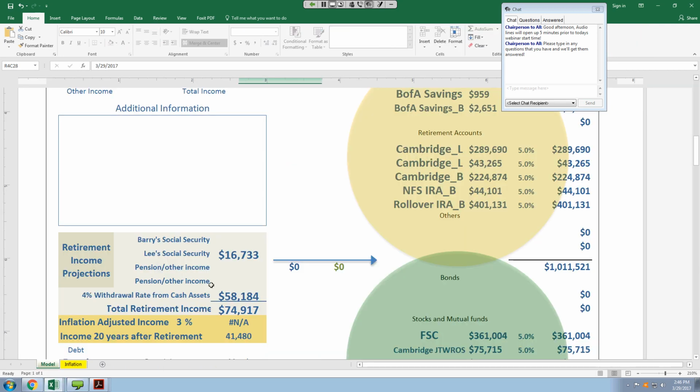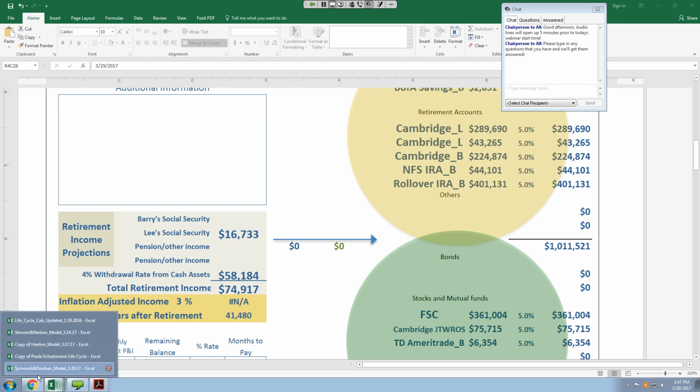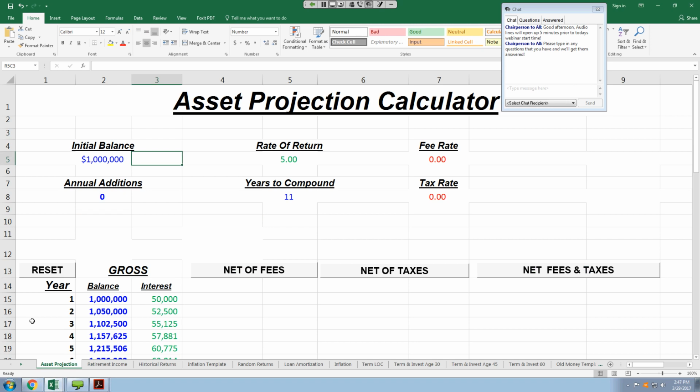And I need $58,000 from his retirement accounts. Actually, take that back. He's got another account down here, 364. So he's got about 1.4 million. Let me change that number real quick. He's got 1.4 million.